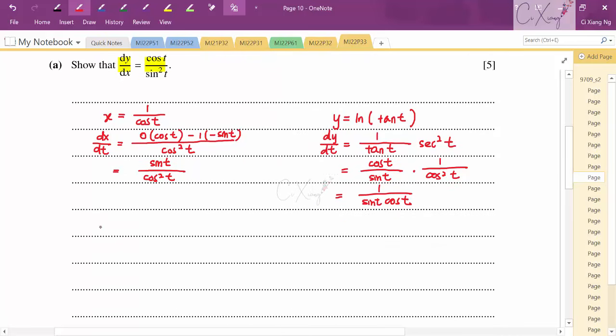I want to find dy/dx. So to get dy/dx, basically we need to apply the chain rule, right? So we are going to use dy over dt multiplied by dt over dx so that we can get back dy over dx. So dy/dt we already got from our answer just now, which is 1 over sine t cos t, multiplied by dt/dx. We have our answer for dx/dt like this. So dt/dx means you have to turn this upside down, and I have cos squared t divided by sine t.